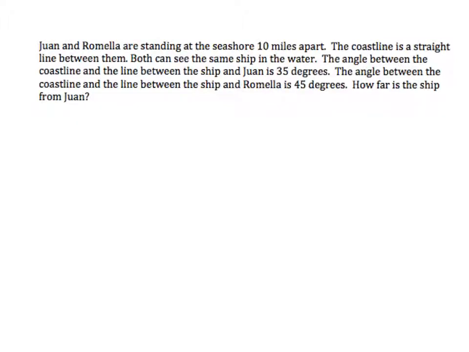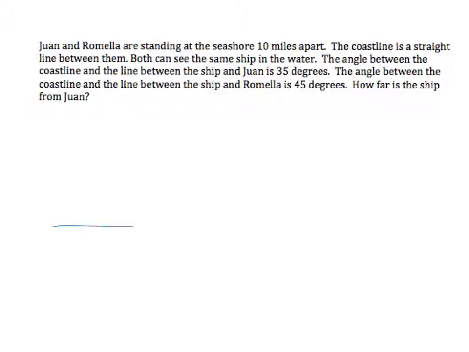So let's have a look at this application question using trigonometry and probably the sine or cosine law, since that's what we've been learning about. It says Juan and Romella are standing at the seashore 10 miles apart. The coastline is the straight line between them. So I think I'll just start by, all of these you're going to want to draw something, right? So I'm going to just draw the coastline.